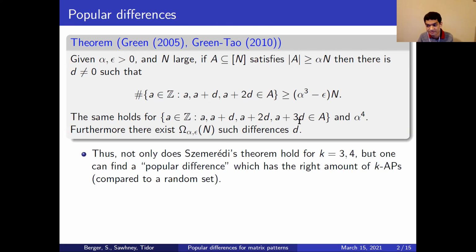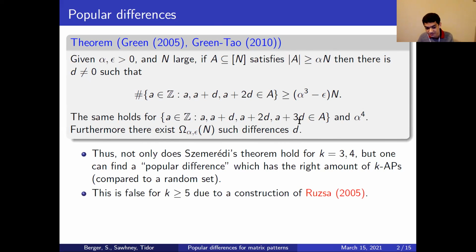As you can see, for example, if A is just alpha n consecutive integers, then you'll actually expect much more than alpha cubed. You'd expect around alpha. But in general, for a random set, you'd expect alpha cubed, or alpha to the 4, or alpha to the k in general. As I briefly mentioned, this is false when k is at least 5 due to a construction of Ruzsa. You can get nowhere near alpha to the 5th many, as it turns out. It ends up decaying super-polynomially.